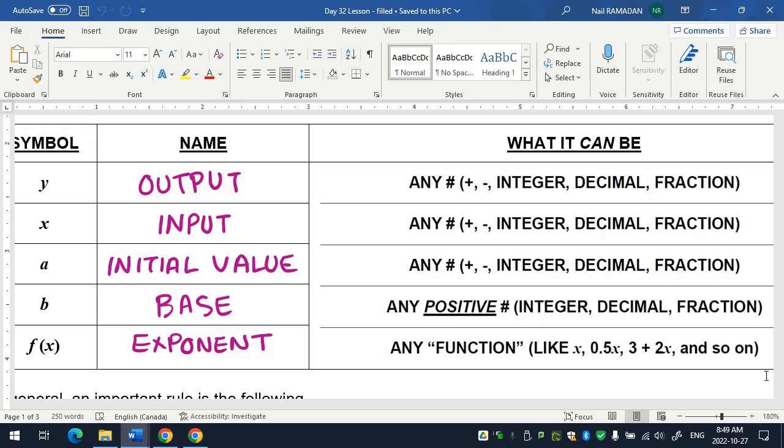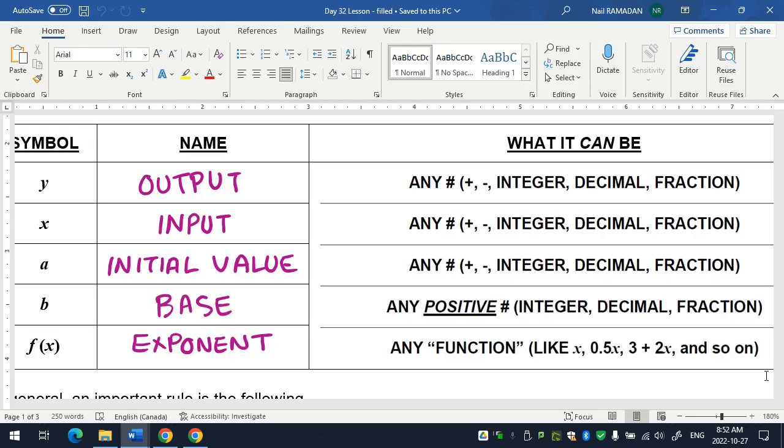Now, what are the restrictions here? Your y can be any number. It could be positive. It could be negative. It could be an integer, a decimal, or a fraction. How about the x? Same thing. It could be positive, negative, integer, decimal, fraction. How about your initial value? So far, it seems that all of them could be anything, to Rauda's point. Aha, except your base. Your base can never be negative. And I'll show you why it can't be negative once you're done copying this.